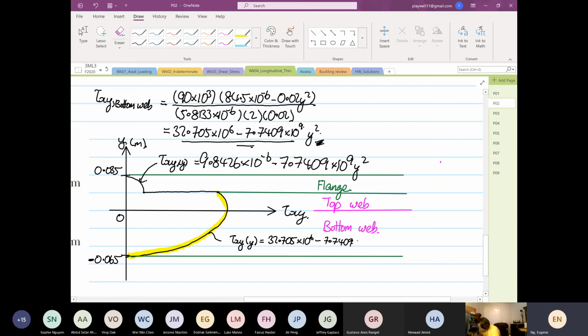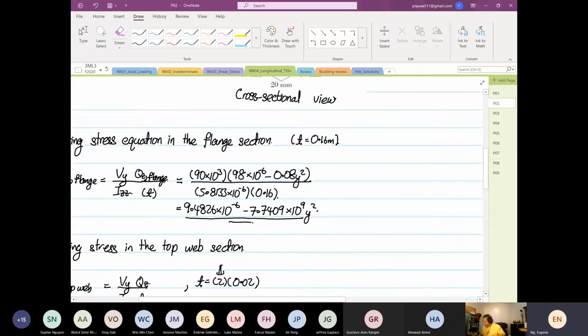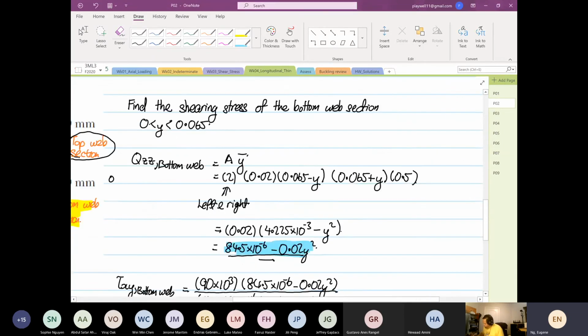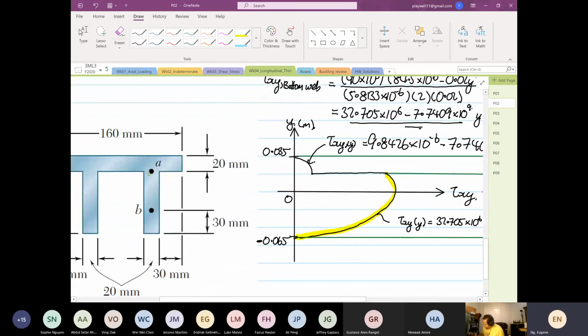7.7409 times 10 to the power of 9 y squared. Okay, so Wei Ming asked a very good question. Now let's use this equation to find the shear stress distribution at point A. If you look at point A, this is where point A is.